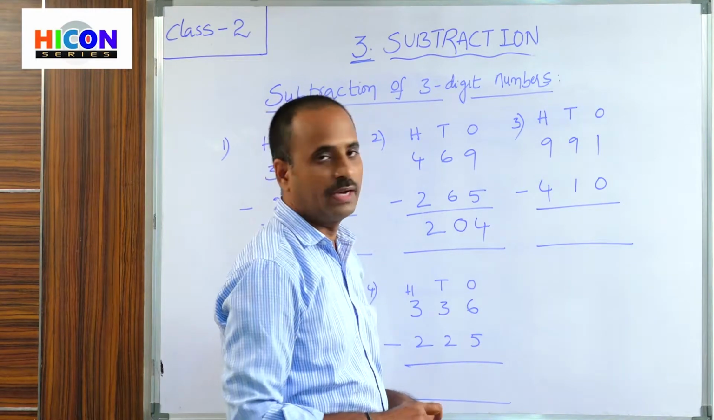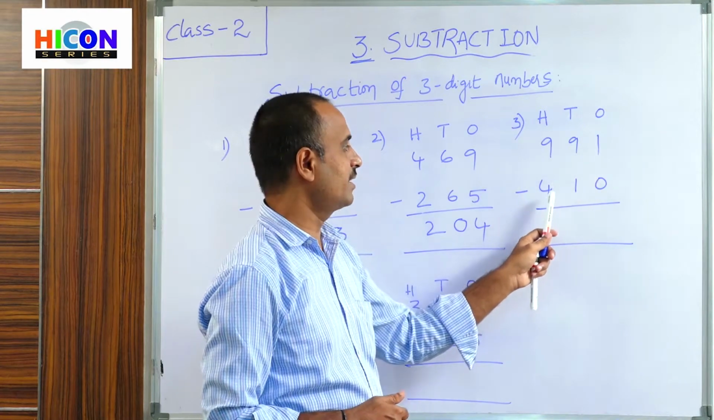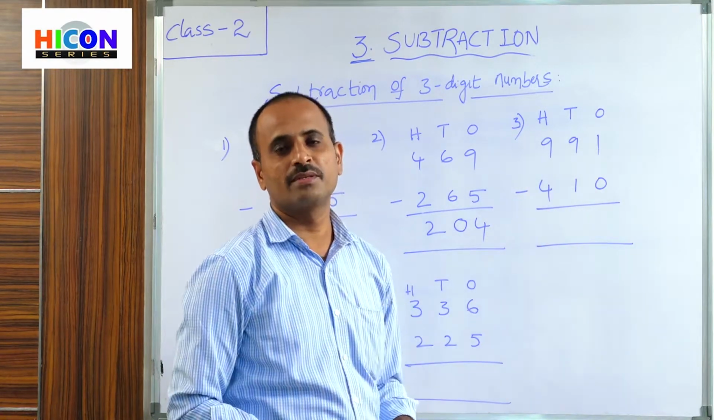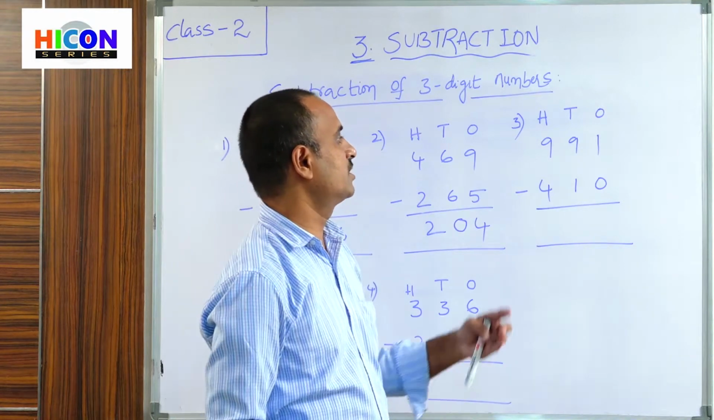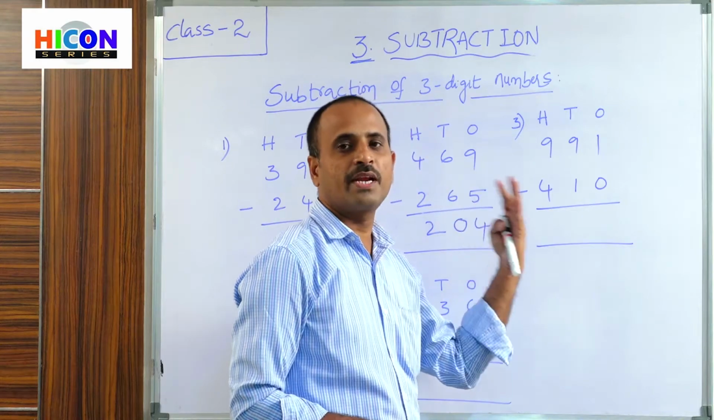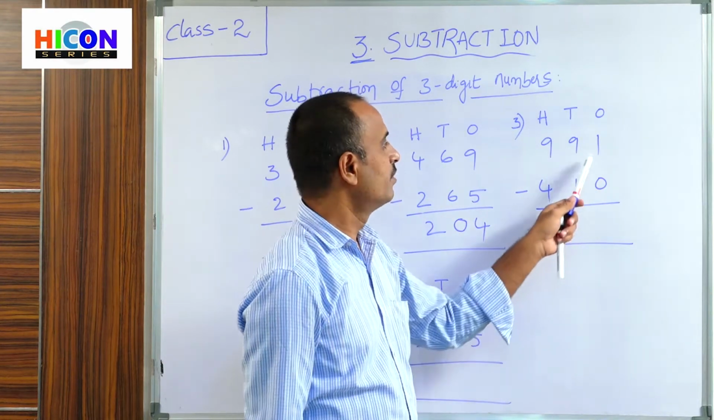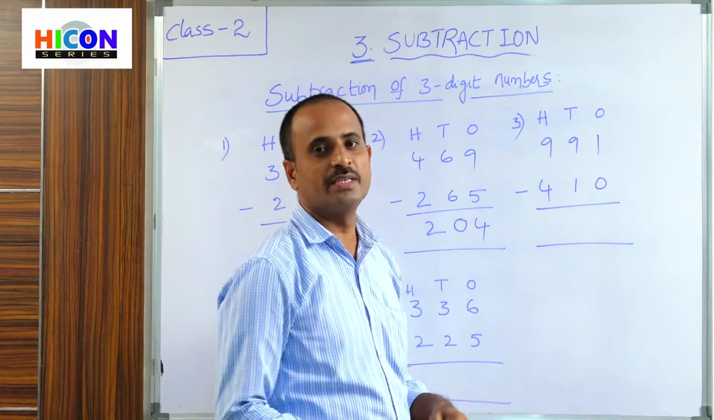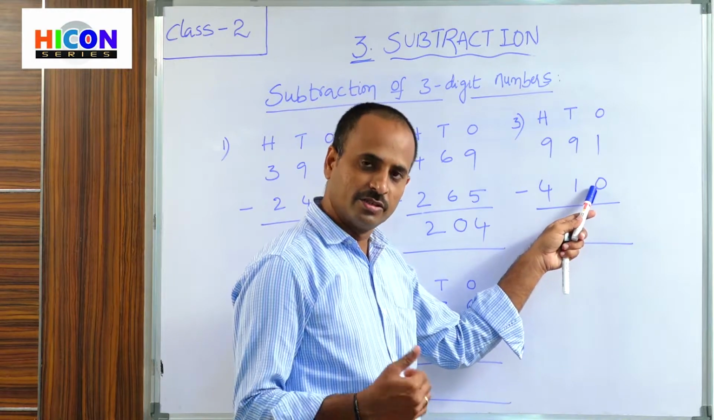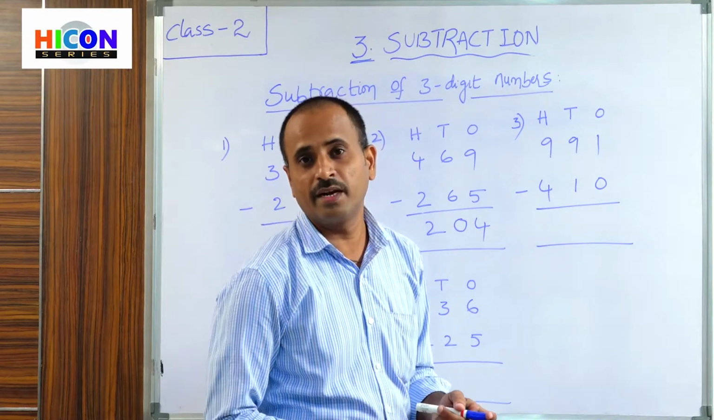So here also 2 numbers are given. That is 991 and the second number is 410. Both are 3-digit numbers. So let us start subtraction from ones place. So we have to start always subtraction or addition from the ones place. What are the digits present in the ones place? 1 and 0 are present in the ones place. The first digit is 1 and second digit is 0.